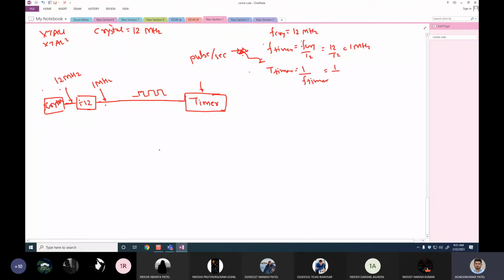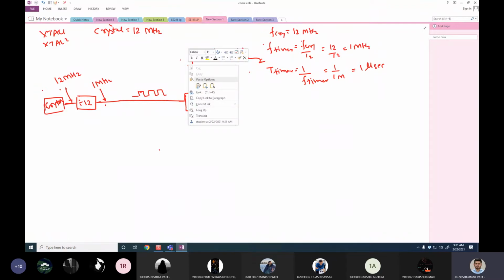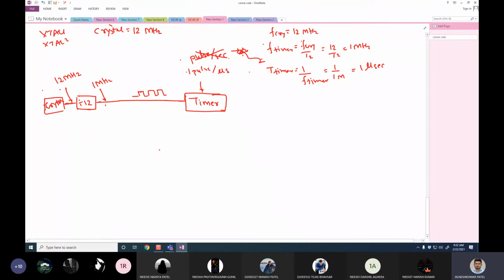Okay, and that would be 1 upon 1 mega. So I can say it's 1 microsecond. So I can say one pulse will be coming in per microsecond. Okay. So I am not going to have it in this form, but I am going to have it in this form. One pulse per microsecond. I can say it like that. Or rather, you can say one pulse in 1 microsecond.